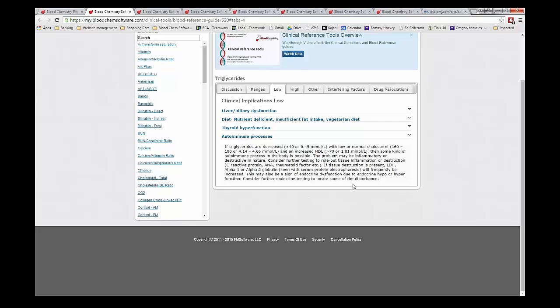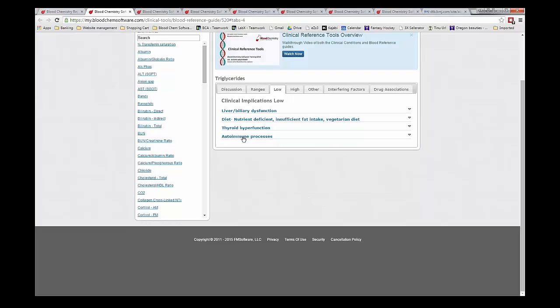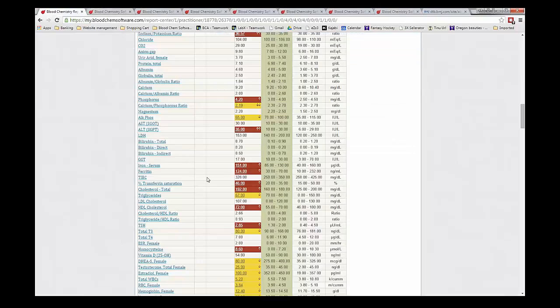This is a very, very specific pattern here, so make sure that when you are looking at this, you're not just jumping to, oh, their triglycerides are low, therefore they've got an autoimmune process. No, it has to be with a lower normal cholesterol and an increased HDL. So that's a very, very specific pattern there, and we're not seeing that in this particular case.